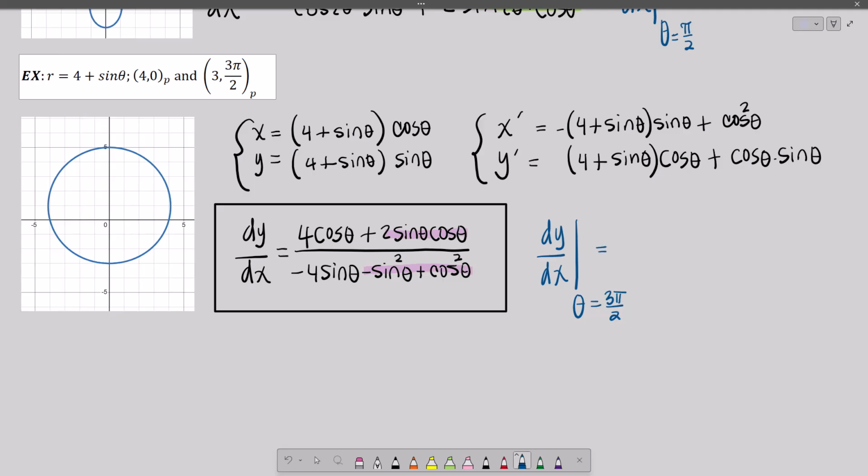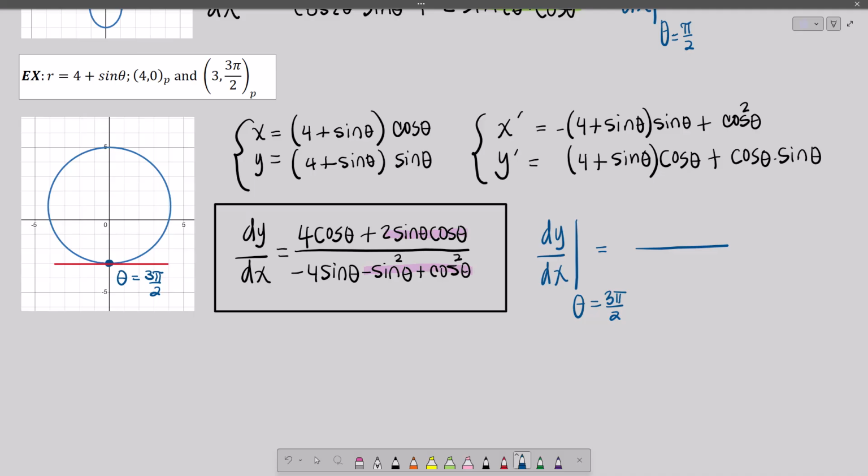Let's see if we can sort of forecast what we might get. So if we're plugging in points, 3 pi over 2 is all the way down there. If we plug in 3 pi over 2 there, sine of 3 pi over 2 is negative 1. 4 minus 1 is 3. So okay, this is in fact where we are when theta is equal to 3 pi over 2. So that tells us that we should get 0. That has a horizontal tangent. Let's see if we do.